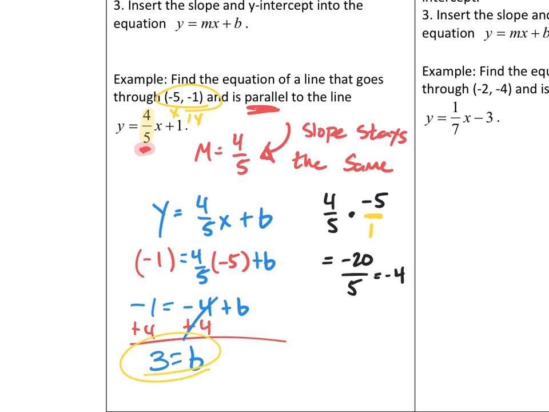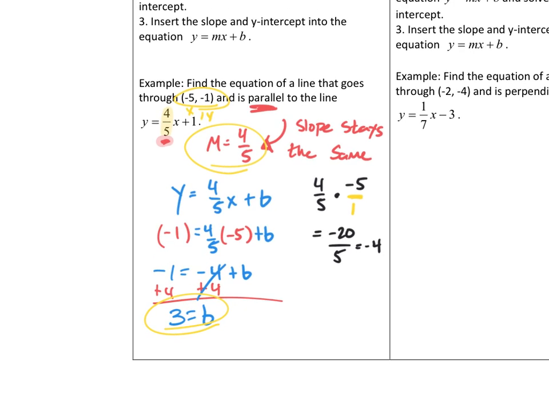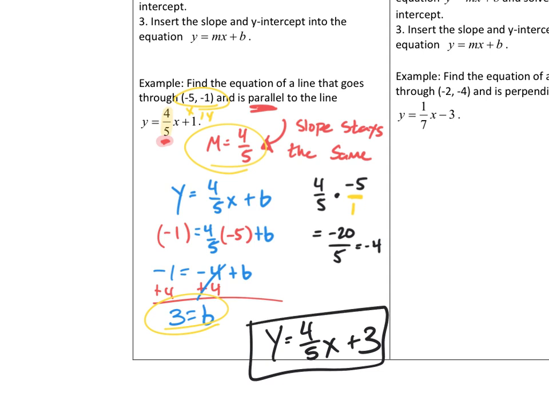So now you have your b and you have your slope. So you've just got to write your final equation. y is equal to 4/5x plus 3. Questions?